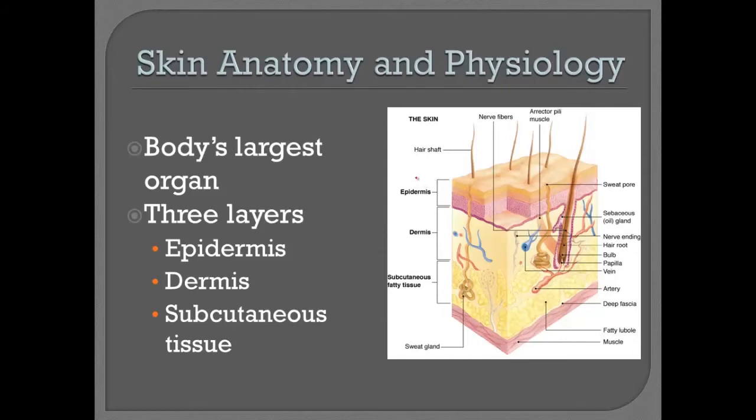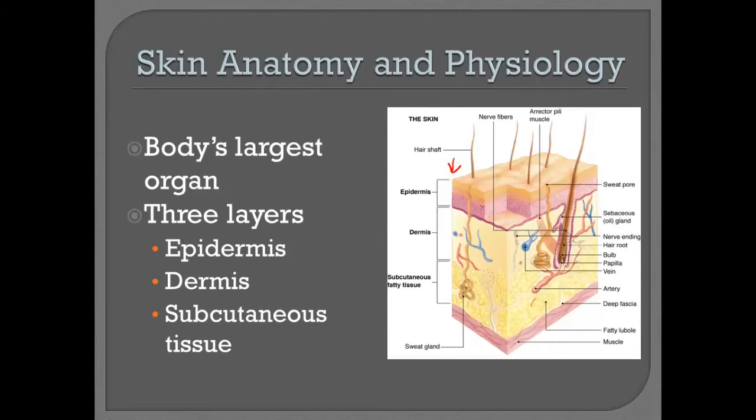You can see in this picture it has the epidermis, which is what is on the outside. It's what we see. It's got the dermis, which is the next layer underneath. And then underneath that, it has the subcutaneous fatty tissue. And then you can see some of the different structures contained in these different layers here.